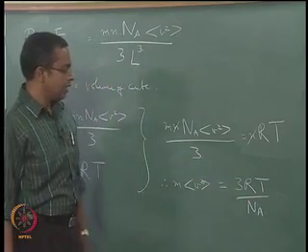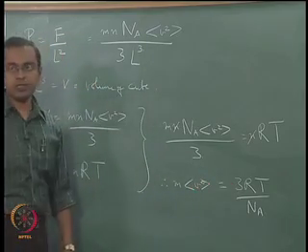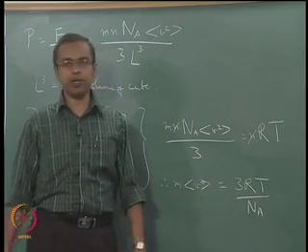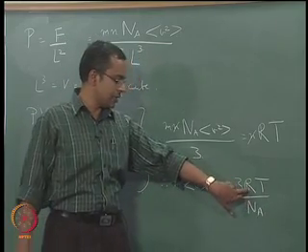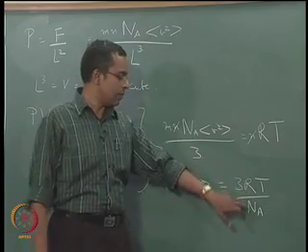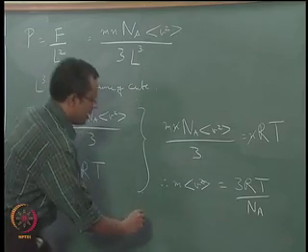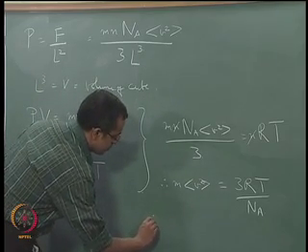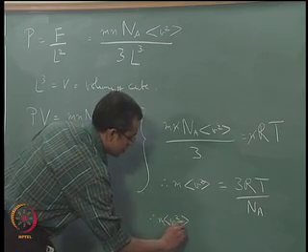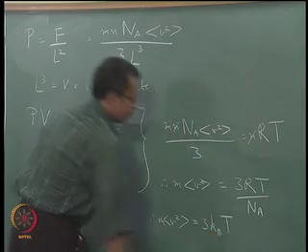We have a definition for the Boltzmann's constant, which is simply the gas constant on a per molecule basis. Since this gas constant is on a per mole basis and you have Na molecules per mole, R by Na is the Boltzmann's constant, which is kB. So therefore m v square is 3 kBT.